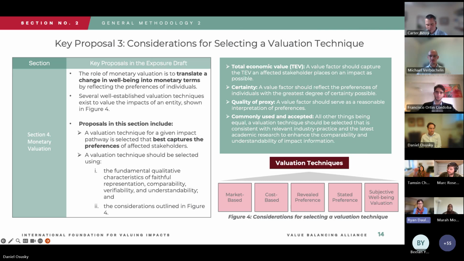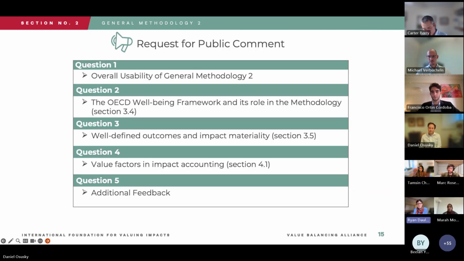One, does the technique capture all of the economic value of the affected stakeholder, meaning their full willingness to pay? Certainty. Measurement uncertainty is not inherently a problem. It exists in all of impact measurement. But all else equal, if an evaluation factor is more certain, that one should be chosen over the other. The quality of the proxy. So a value factor should serve as a reasonable interpretation of an individual's preferences. And then, is the technique commonly used and accepted? Can go to the next slide.